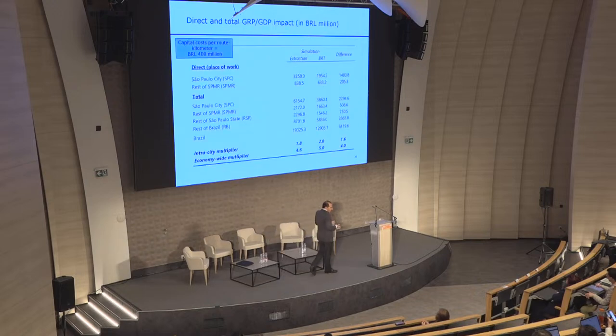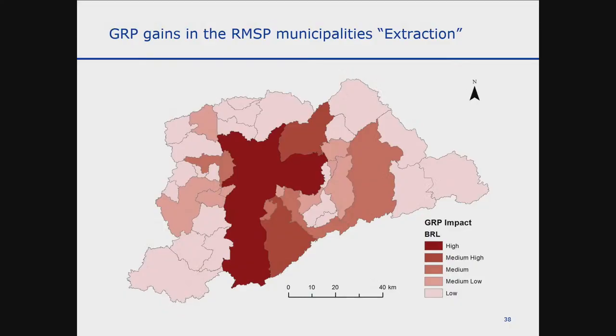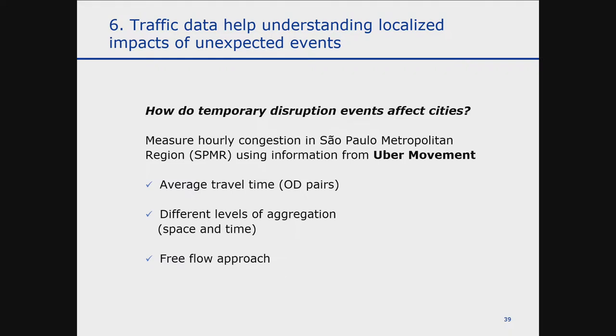outcome, right? So we can then compute the direct and the total GDP impact that's going to affect not only the city of São Paulo, where the whole subway infrastructure is located, but beyond the city, it's going to affect other municipalities in the metropolitan regions and other Brazilian regions outside the metropolitan area. So that's something that we also bring to this modeling exercise. But we can go even more granular in our exercise, looking at very detailed traffic data to help us understand localized impacts of unexpected events.